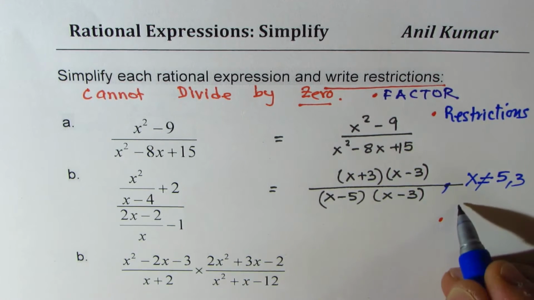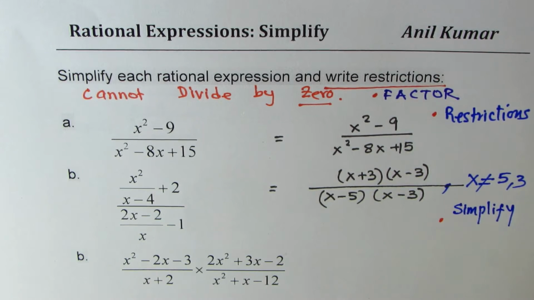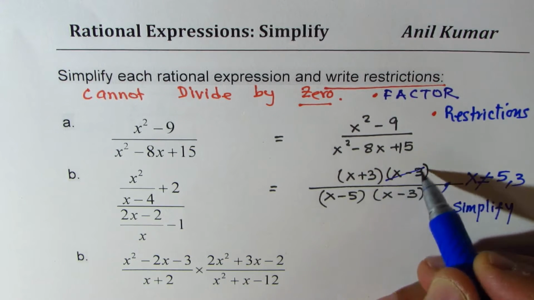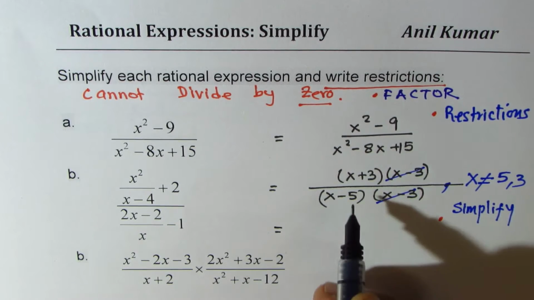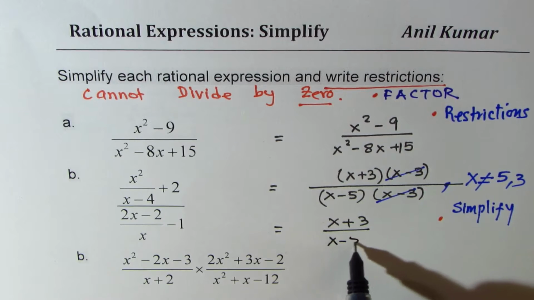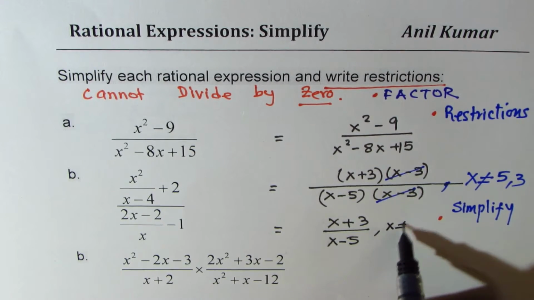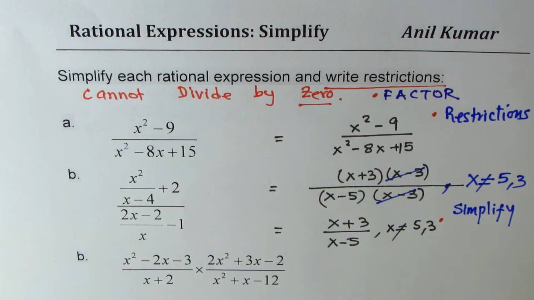Right, so now we will simplify. Simplify means you could cross out terms which are same in numerator and denominator. Maintain restrictions. So once you do that, I could write this as x plus 3 over x minus 5, where x is not equal to, of course, 5, and don't forget 3. So that becomes the final answer. So I hope that makes sense, correct? Follow these steps and do the rest of the questions.